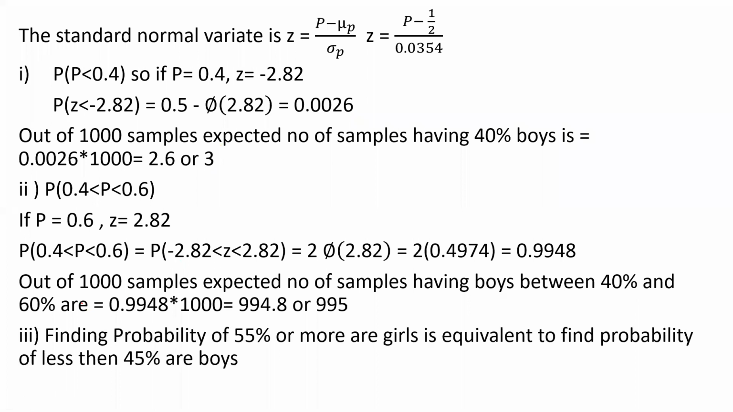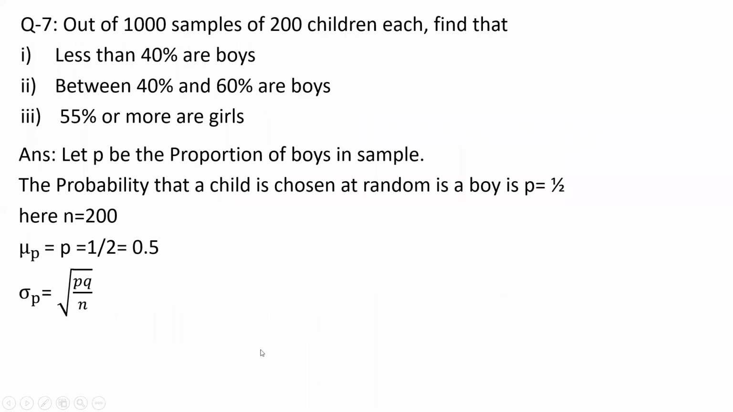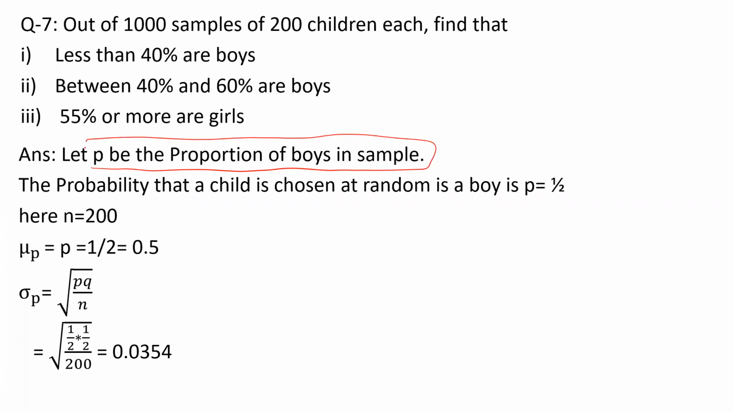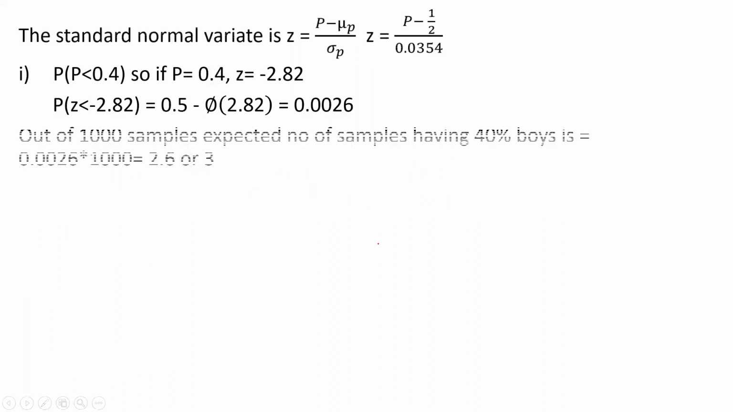So third question you can see here, finding the probability of 55% or more are girls is equivalent to finding the probability of less than 45% are boys. Because initially itself, we have taken the proportion of boys in a sample. Because majority of the questions are on boys, that is why I have fixed this as boys. So whenever you have to find the probability of girls, convert this to number of boys, and then you can find the probability. Okay. So that's it.